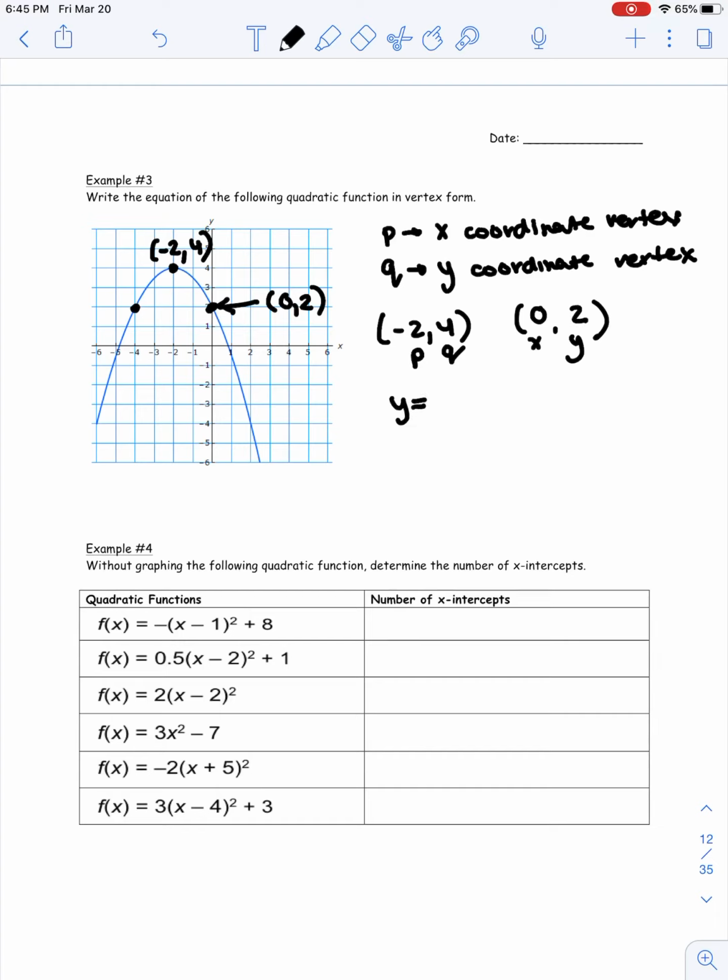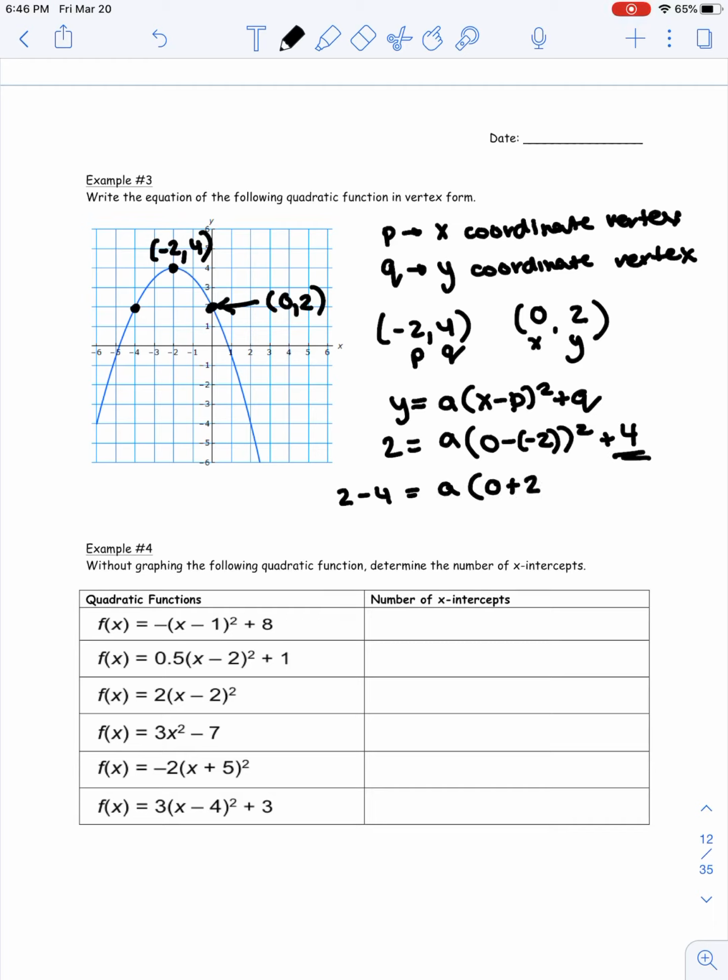So we're going to plug that into our vertex form equation. So Y is 2. A we have to solve for. X is 0. P is -2. We have to close that bracket and square outside the bracket. And Q is +4. So when we're solving, we like to move that 4 to the other side. So it's going to become 2 minus 4, which is equal to A times (0 plus 2), because two negatives becomes a positive.